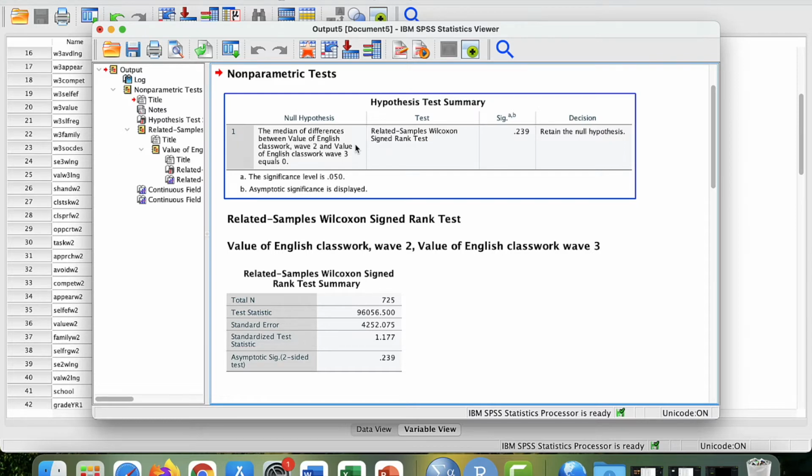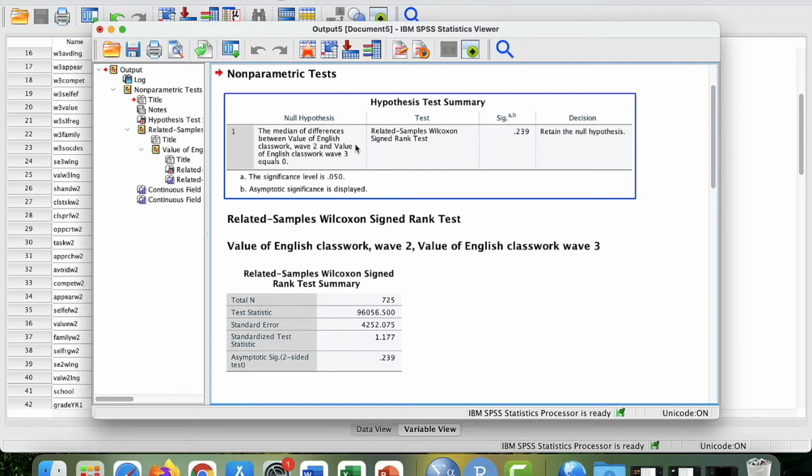So you line up all the scores on the first variable and you rank them. And you line up all the scores on the second variable and you rank them. And then you compare them and say, okay, is the ranking that a particular person in the sample got on the value at wave 2 higher or lower than the ranking that they got on the value variable at wave 3. So you're doing all of these comparisons of ranks for the individuals, comparing their own ranks to each other at the two different time points.